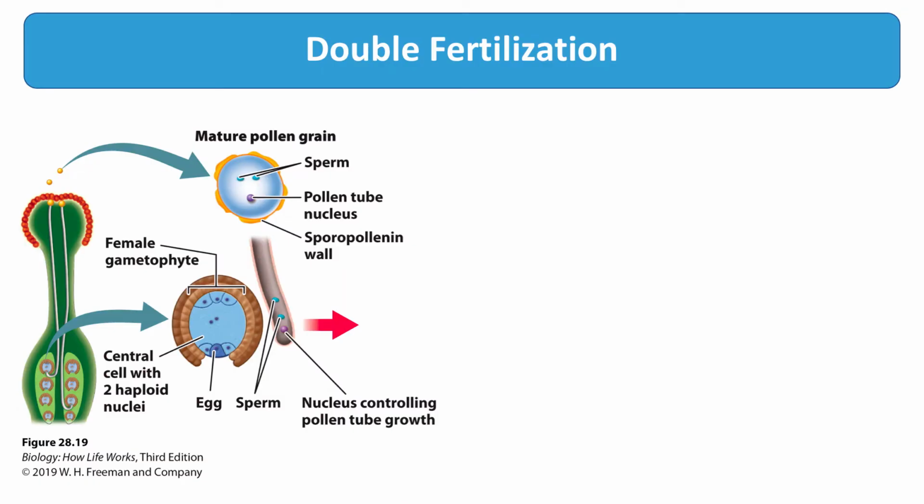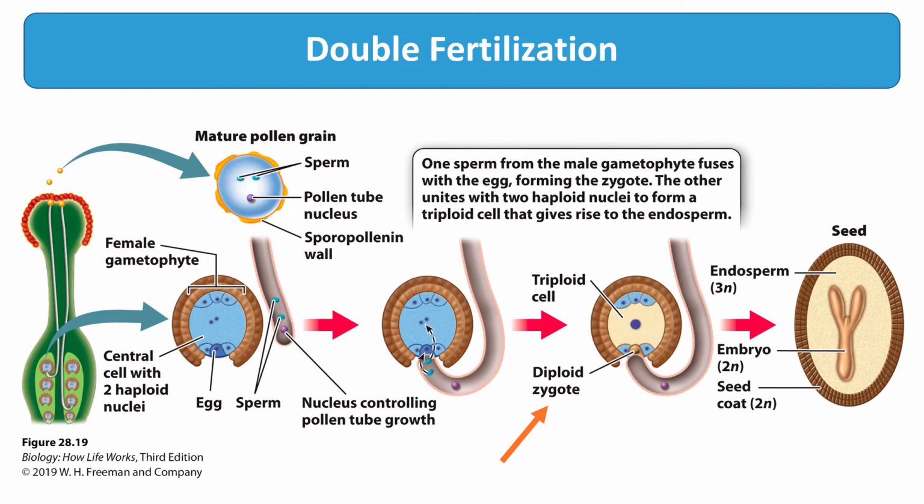As the pollen tube grows, the two sperm cells will travel down the pollen tube and then enter the ovule. One of the sperm will fuse with the egg cell to form a diploid zygote. The second sperm cell will fuse with the two haploid nuclei of the central cell. This will form a triploid cell. During development of the seed, this triploid cell will undergo several rounds of mitotic divisions that will form a new tissue called endosperm. In angiosperm seeds, it is the endosperm that supplies nutrition to the embryo.